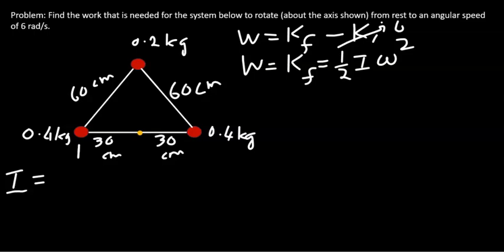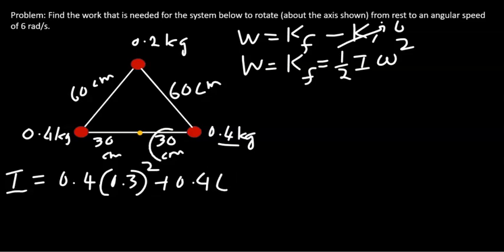So let's do the first contribution. Let's begin with the 0.4 kg mass on the left. The moment of inertia from its contribution is its mass, 0.4 kg, times the perpendicular distance squared to the axis of rotation. Now we have to convert the distance to meter, so 0.3 meter, and don't forget to square it. Now the contribution from the right, 0.4 kg mass, the distance is equal, 30 cm, to the axis of rotation, so 0.3 meter.